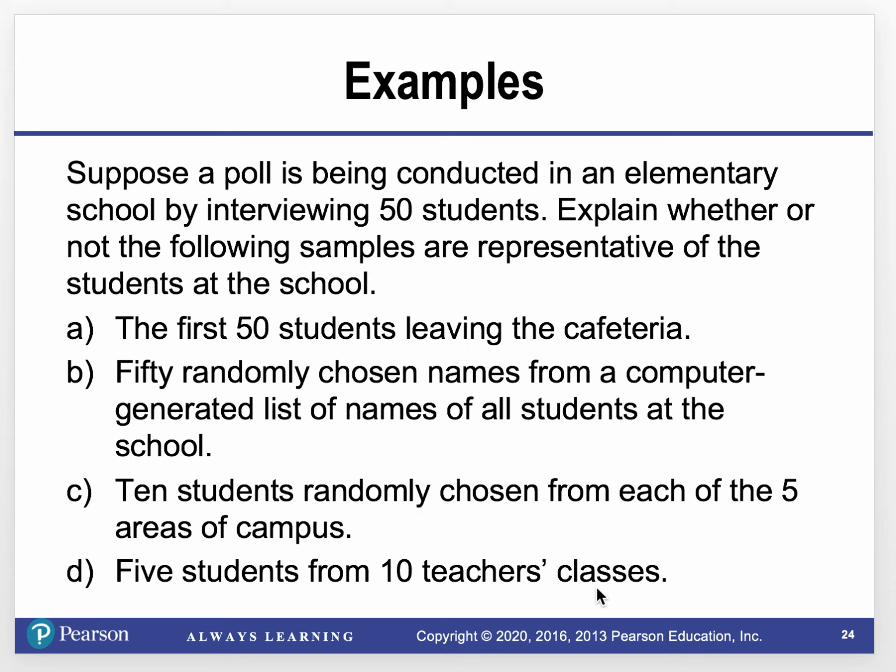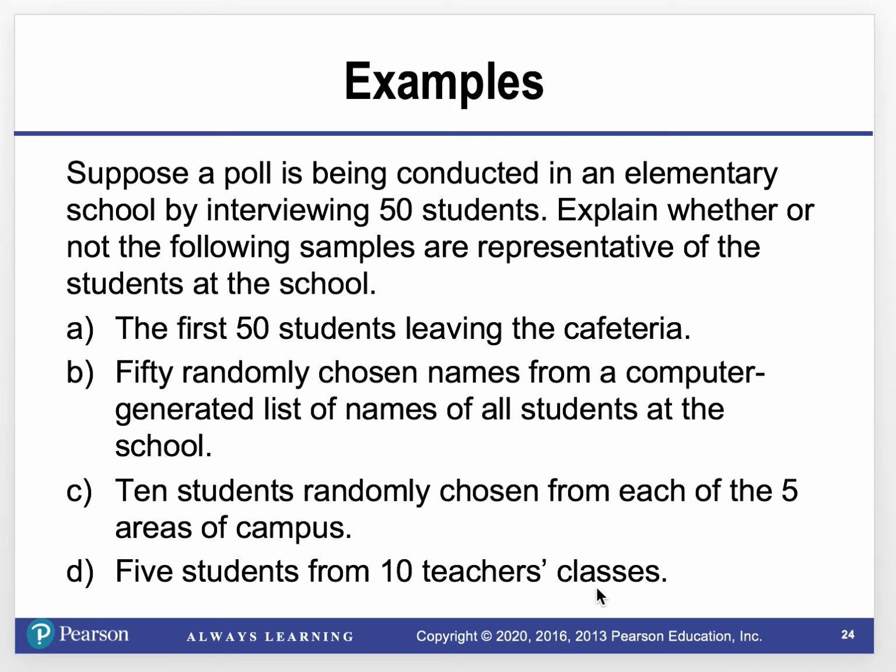Okay, suppose a poll is being conducted in an elementary school by interviewing 50 students. Explain whether or not the following samples are representative of the students at the school. The first 50 students leaving the cafeteria. I would say not representative. If you're talking about an elementary school, they usually go to the cafeteria by class, right? So if you're just doing the first 50 students leaving the cafeteria, they probably come all from the same class, all from first grade. What about the fourth graders and the fifth graders? They're going to have a lot different opinion. Not representative.